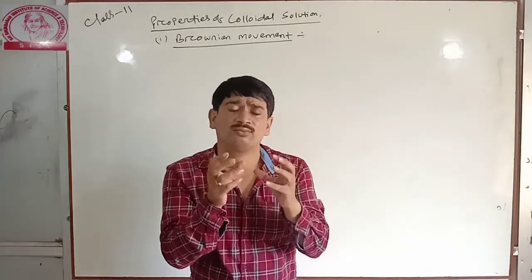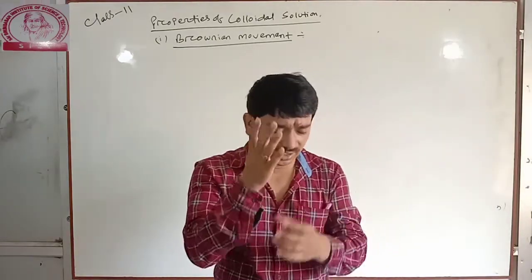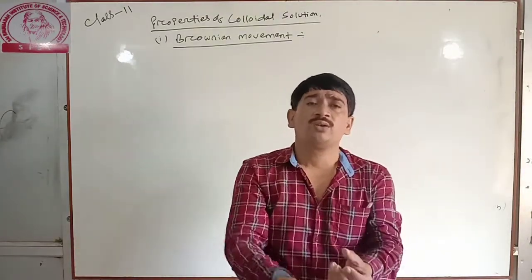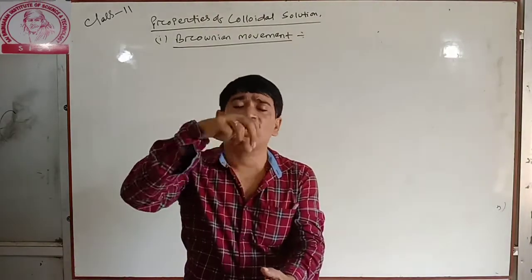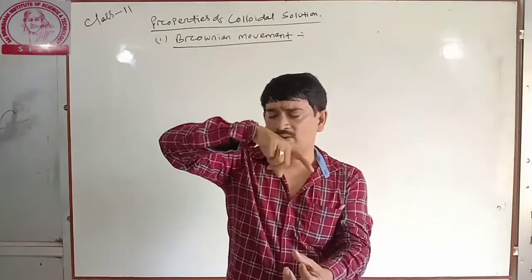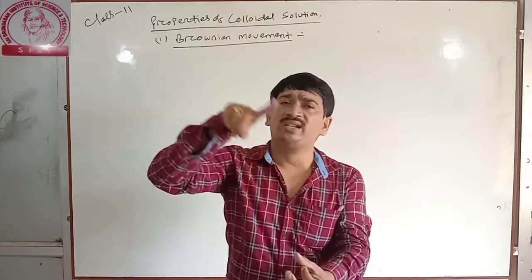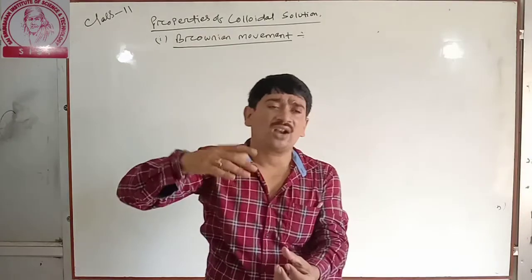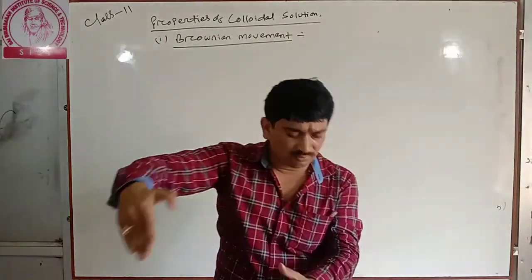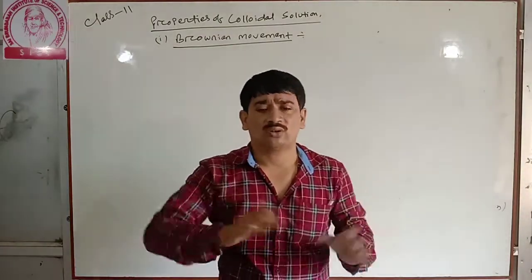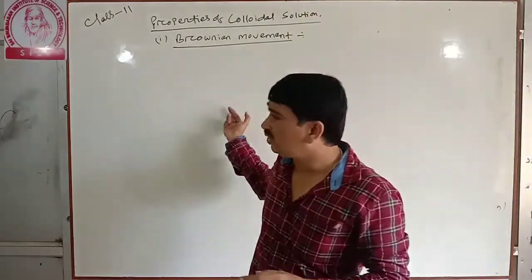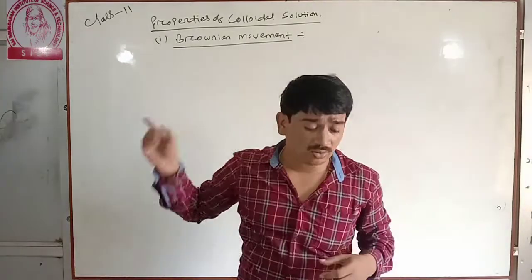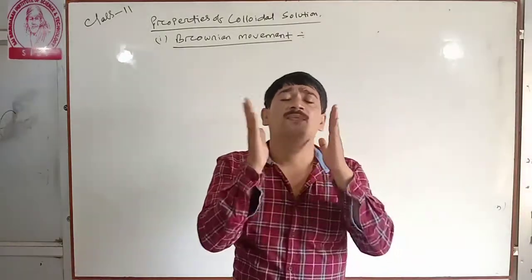The colloidal solution consists of dispersed phase and dispersion medium, and the colloidal particles which are present in the colloidal solution are found to be in a state of continuous zigzag motion. We will show you how the zigzag motion occurs. I am drawing the figure of how the zigzag motion occurs in the Brownian movement.